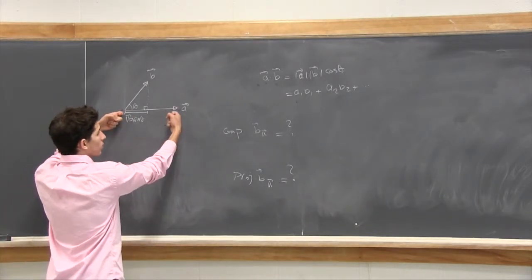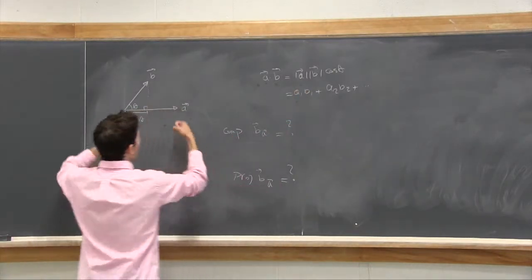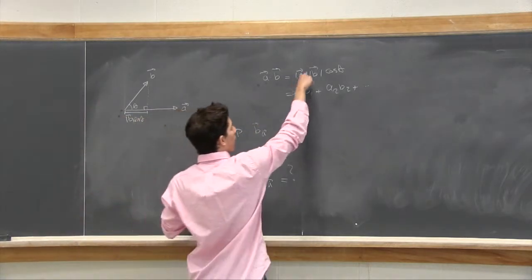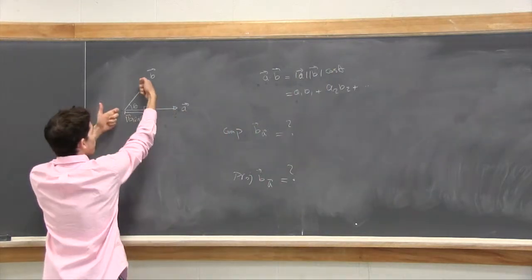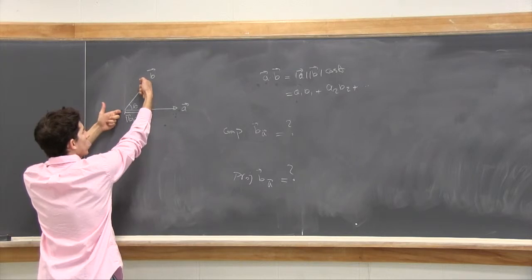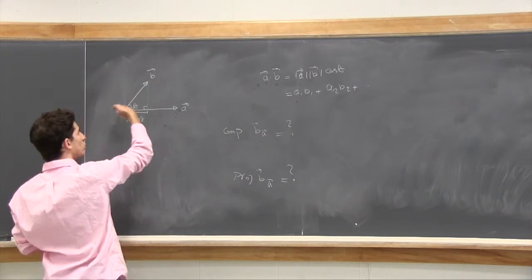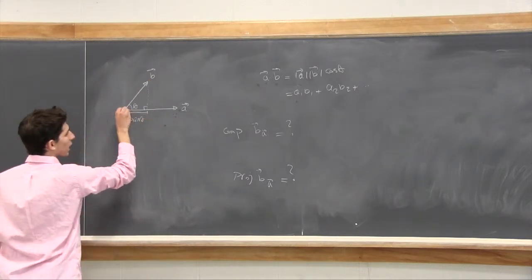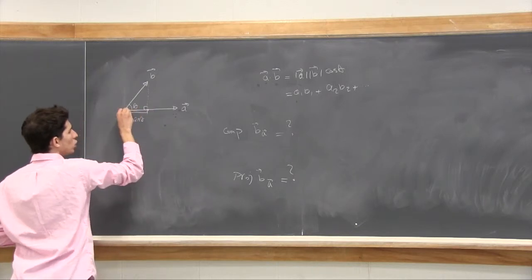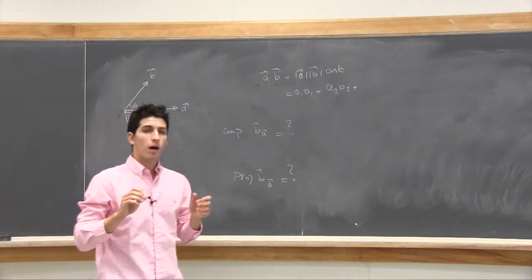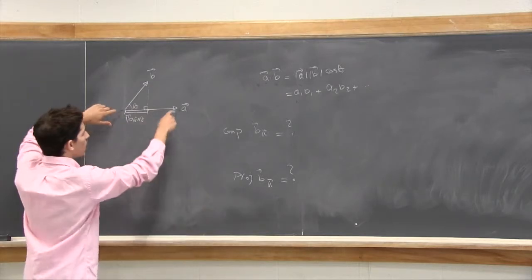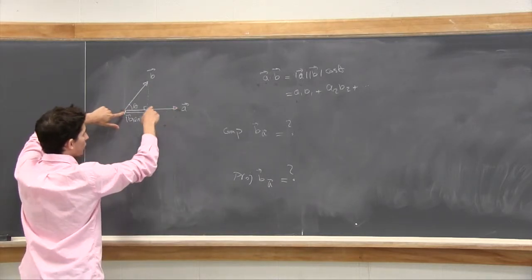Well, this is A, all right? Then it wants us to multiply that by B cosine theta. Well, this is the magnitude of B, and this is theta, so B cosine theta is just this length, right? So in fact, the dot product of A and B is this length times this length.